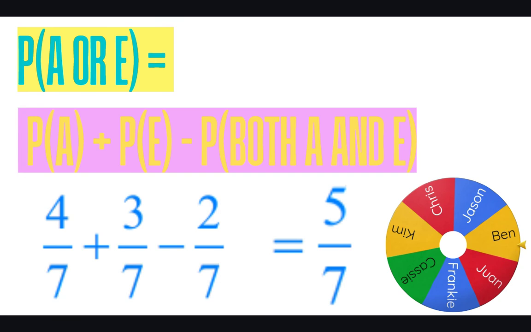Let's think about why that makes sense. We'll circle the names of people who have A in their name: Jason, Juan, Frankie, and Cassie. Now we'll circle the people who have E in their name: Ben, Frankie, who's already circled, and Cassie, who's already circled. How many names are circled? 5/7. This one makes a lot more sense.